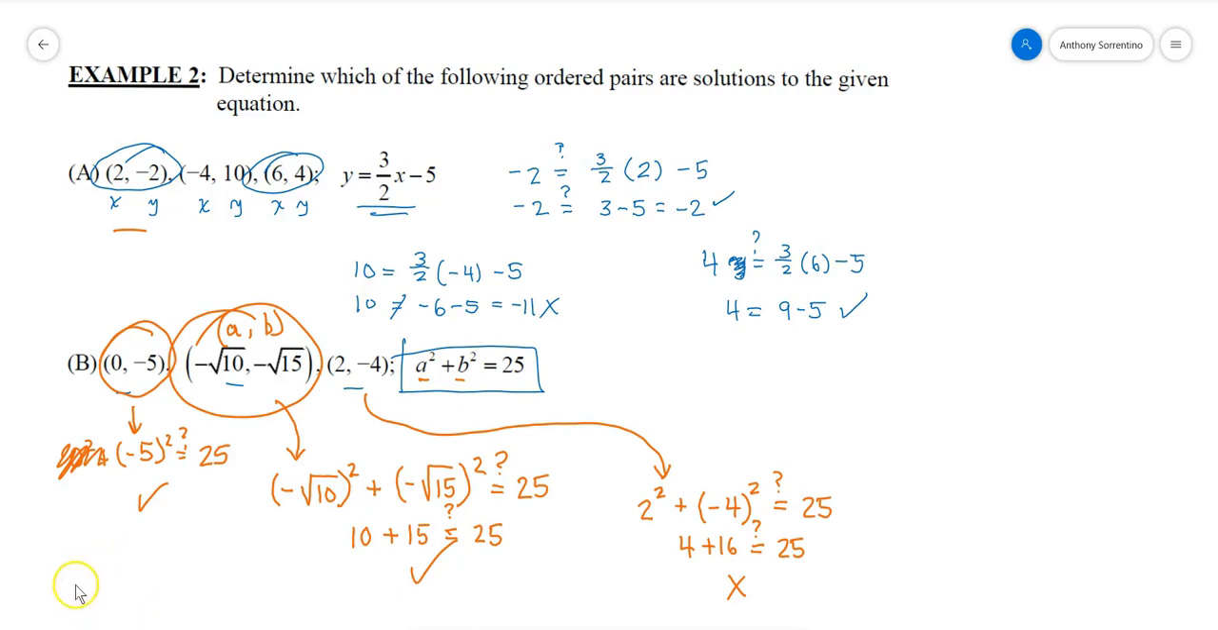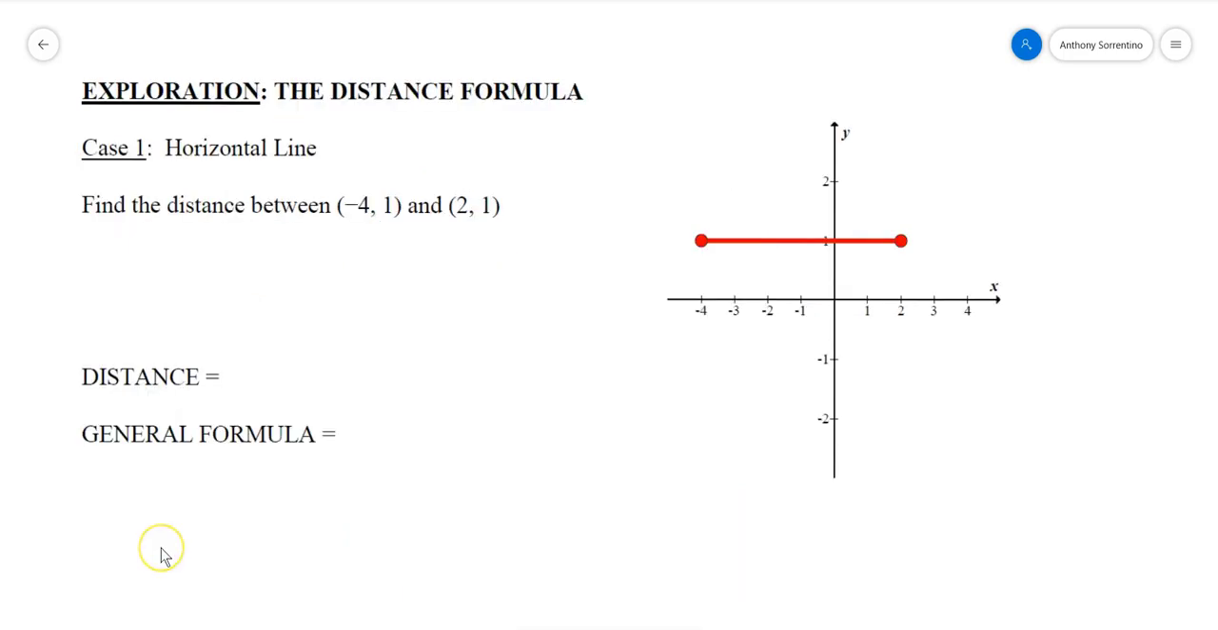Now let's get into using something known as the distance formula. You will often be asked to find the distance between 2 points in a coordinate system. There's two cases that make it really easy. The first easy case is when you have a horizontal line, like this one. Basically, it's just like a number line, so all I have to do is count. I'll go from negative 4 to 2. That's 1, 2, 3, 4, 5, 6. I could say the distance is 6 units.